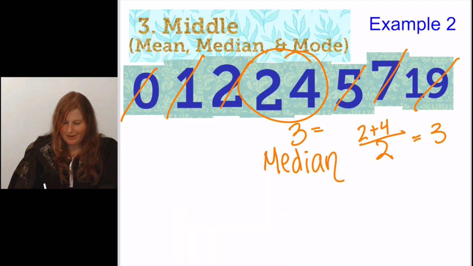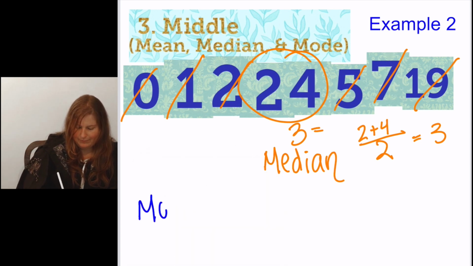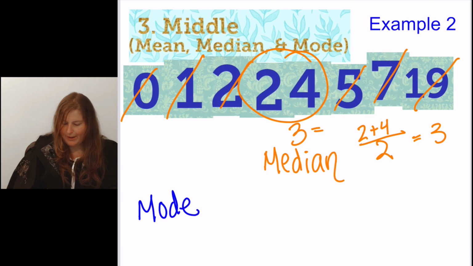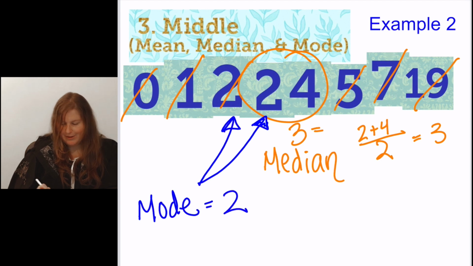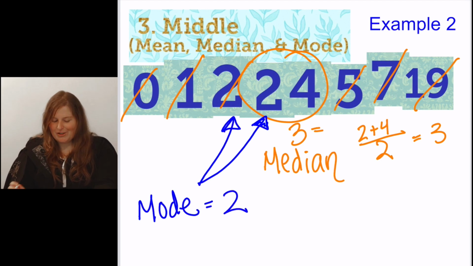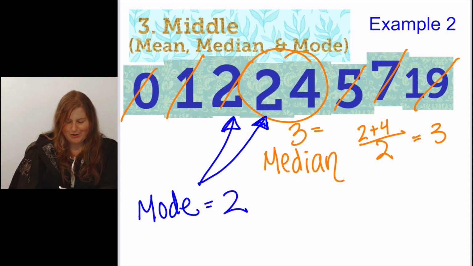Next up, let's look for the mode. The mode is the most frequently occurring number. We only have one number that appears more than one time, and it is 2. So the mode is equal to 2. Now let's check your answers to see how you did on finding the mean, or the average.